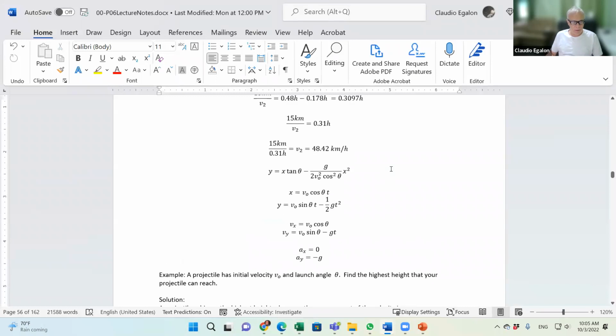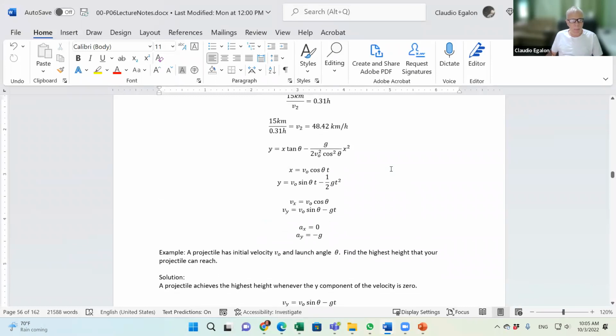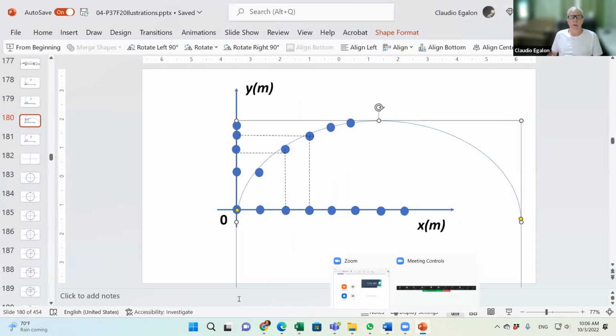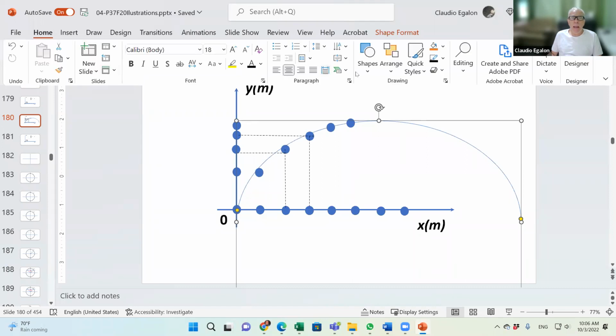Okay, so you have time to think about this problem, right? Solving problems in physics is about finding out what information you have that can be used in the problem. So if you have a projectile's initial velocity v naught and a launch angle theta, what's going to happen at the top of the trajectory of this projectile? Let me illustrate here for you what exactly is going to happen.